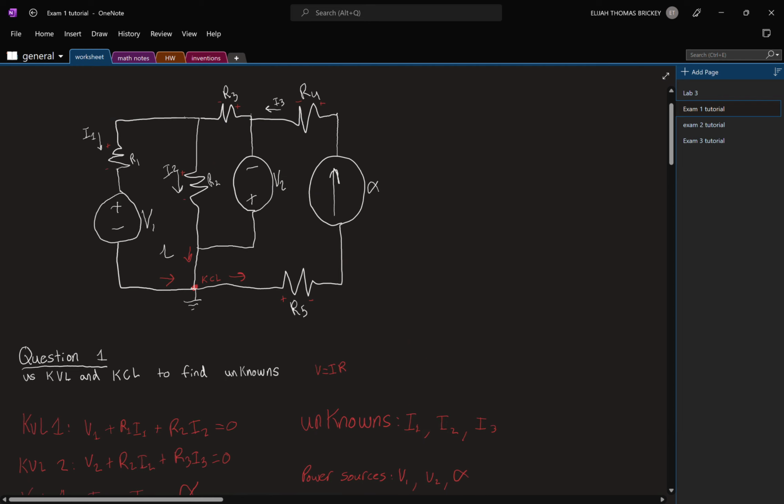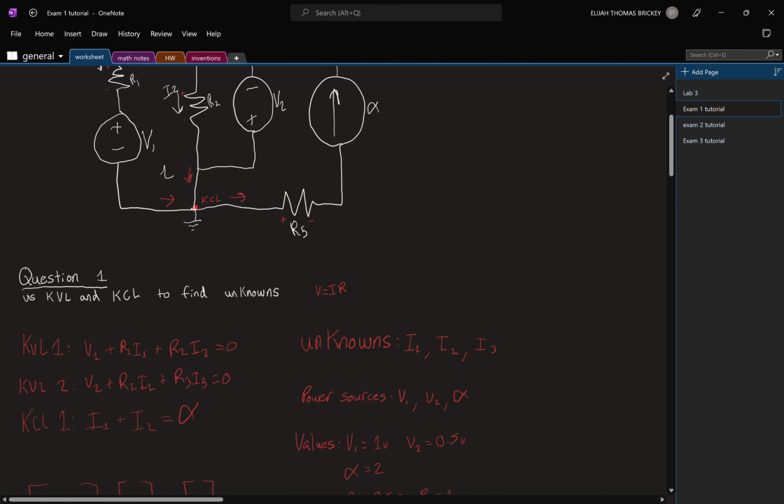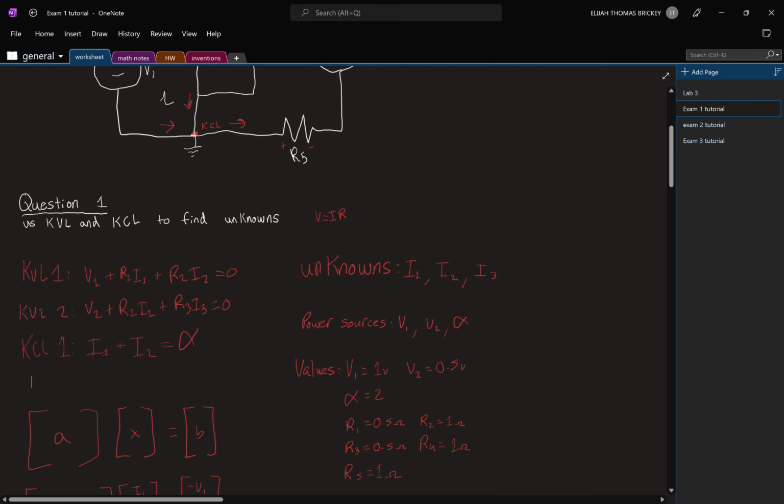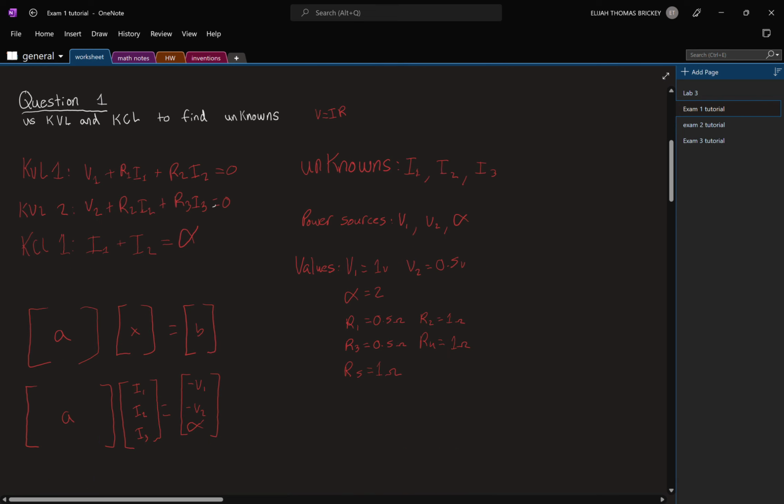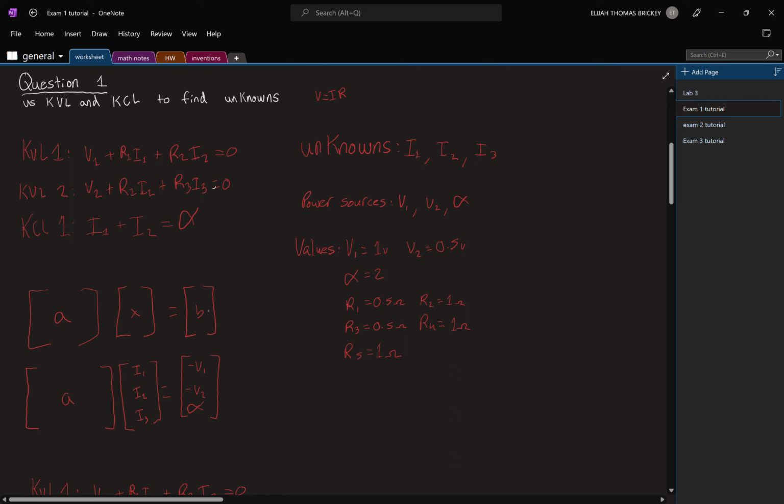The next step of this is to plug in these equations into a matrix AX equals A times X equals B. To get that, I need to find X, which is the unknowns, I1, I2, and I3. B is the power sources. Well, I decided B would be the power sources, which is V1, V2, and alpha.